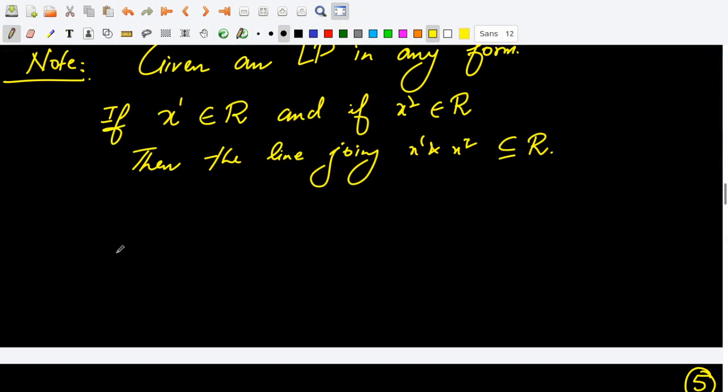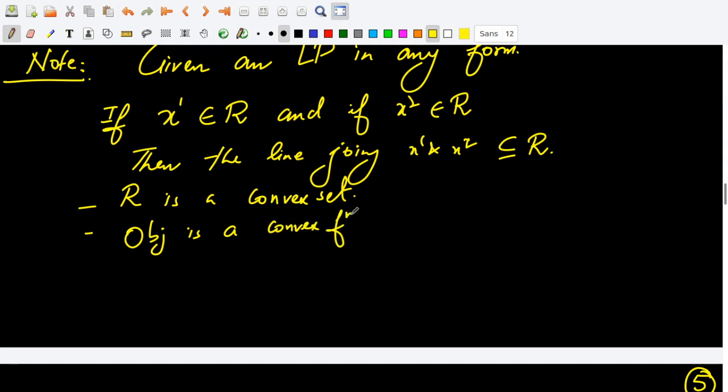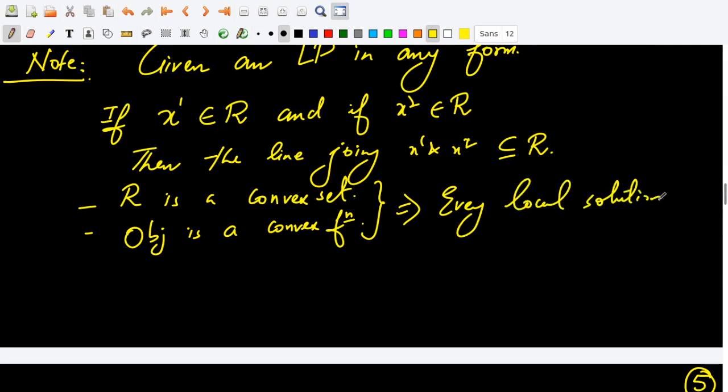Okay, so that means R is a convex set and the objective function is a convex function, which means that every local solution is also a global optimal solution.